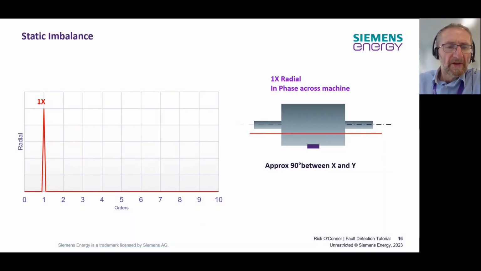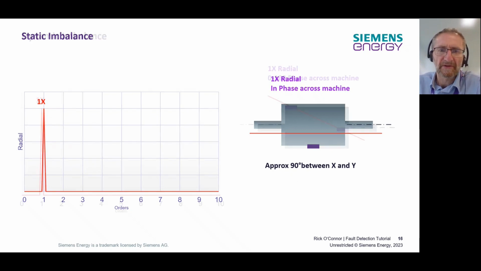So if we talk about a static imbalance, then this would predominantly be dominated by a 1x response. You would expect to see this in the radial direction. And if you looked across the probes on the drive end compared to the non-drive end, you would expect them to pretty much be in phase. And between the X and the Y probe on each end, you would expect typically a 90-degree difference.